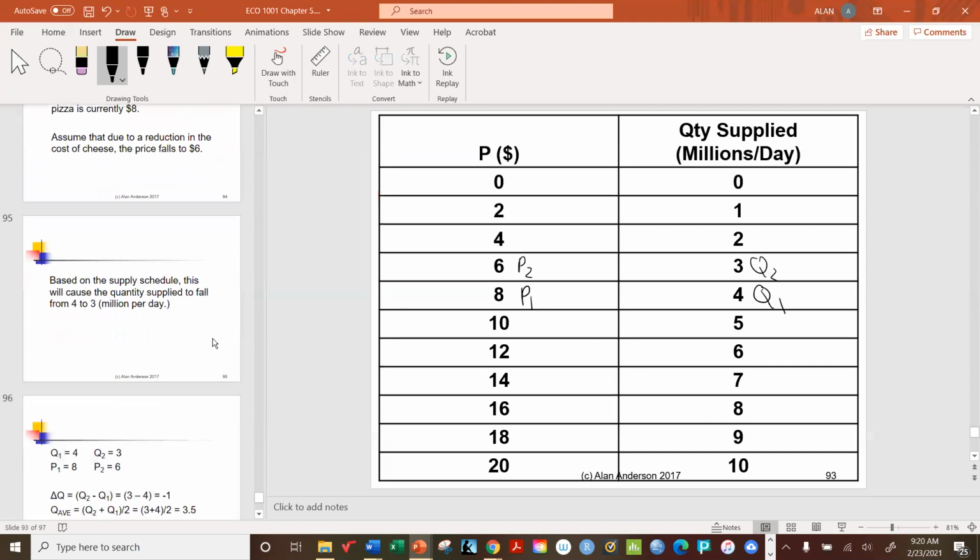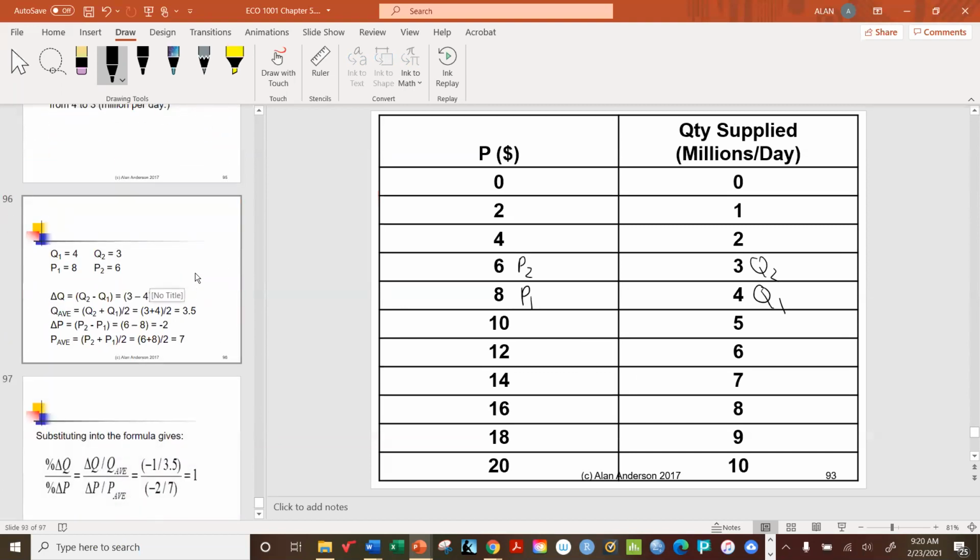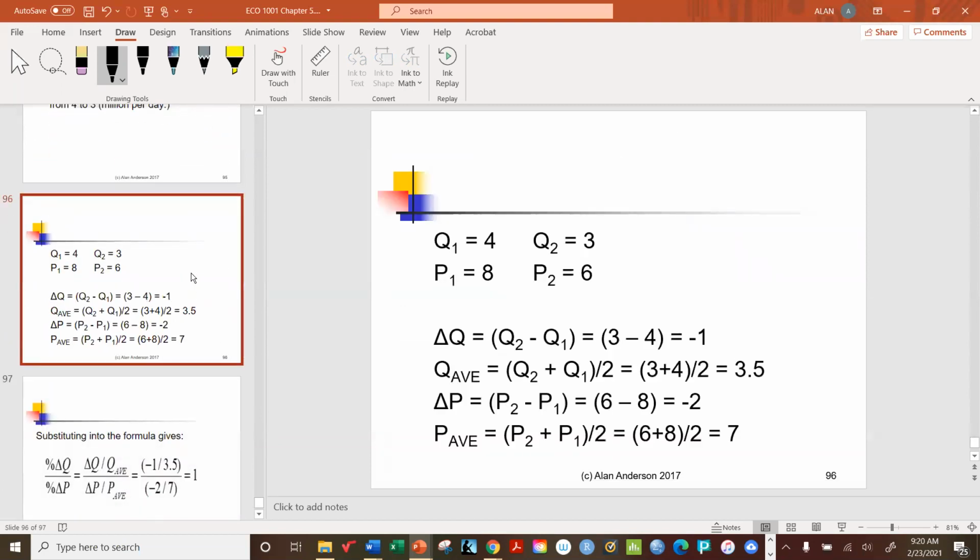So let's do the calculations. All right, so here they are. As usual, I recommend that you do this in stages, because what you ultimately want is delta Q over Q average times P average over delta P. And if you've already calculated them separately, I think that makes things a lot easier.